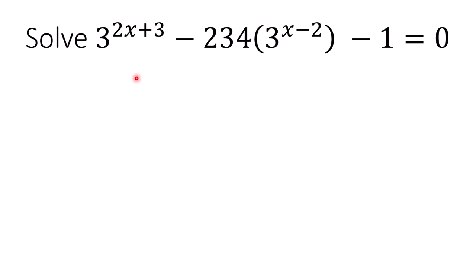Let's look at this problem. 3 raised to the power 2x plus 3 minus 234 into brackets 3 raised to the power x minus 2 minus 1 is equal to 0.